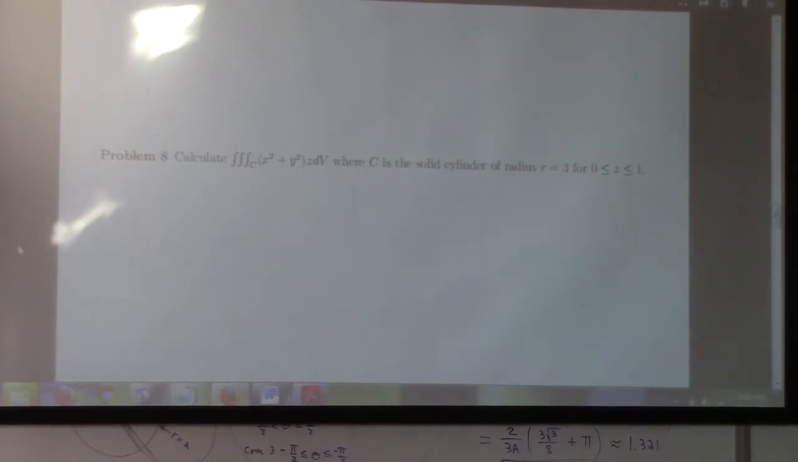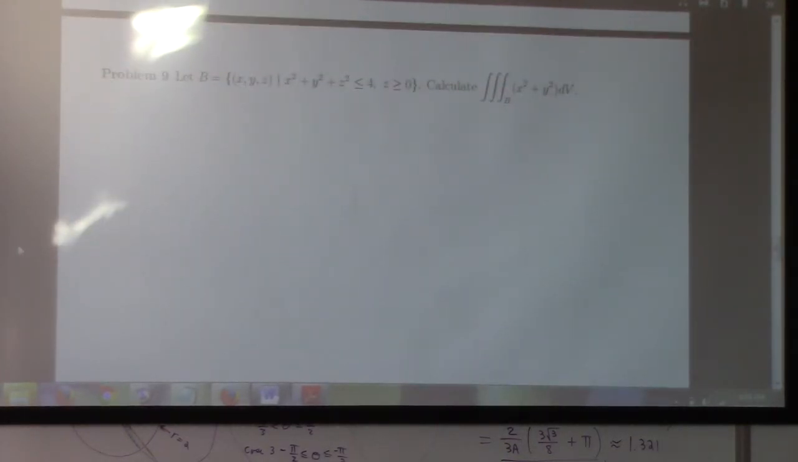This is okay, so you should use cylindrical coordinates, right? 0 to 3 for r, 0 to 2 pi for theta. Z goes from 0 to 1. X squared plus y squared is what in terms of cylindrical coordinates? R squared, all right.